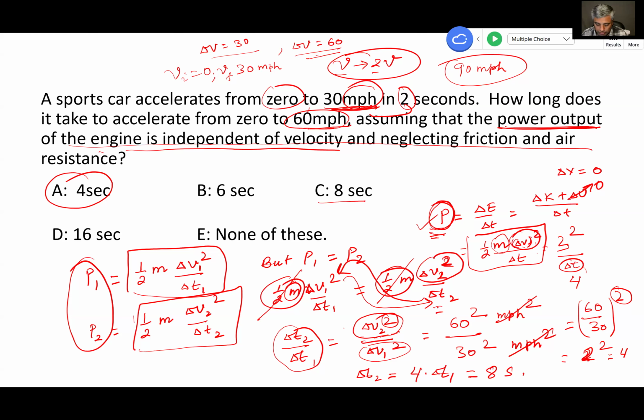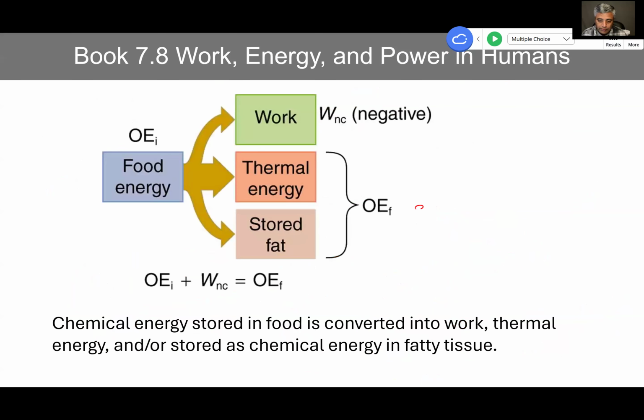Okay, let's move on then. I don't have these things in my notes, but it is from the book, and this is section 7.8. So it is application in humans, okay? What we taught applies to everything, of course, and we can talk about how this works in the human as well. Just like we said, the energy we get is basically food energy.